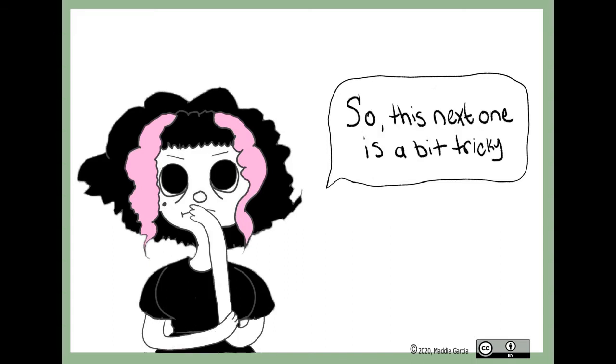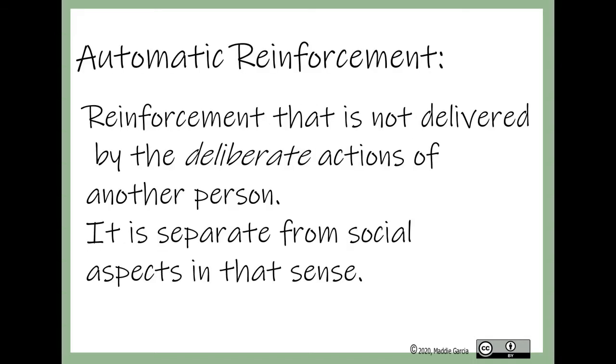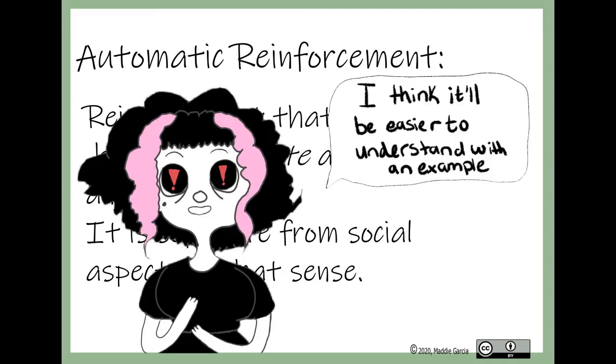So this next one is a bit tricky. It is the extinction of a behavior that is actually maintained by automatic reinforcement. So, automatic reinforcement can be described as reinforcement that is not delivered by the deliberate actions of another person. It is separate from social aspects in that sense. I think it'll be easier to understand with an example.